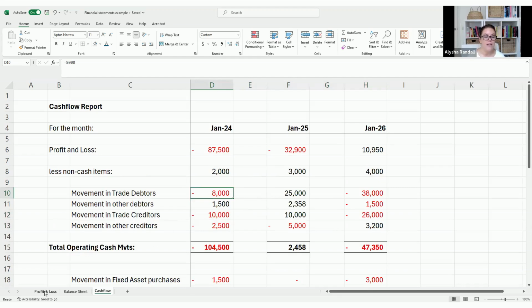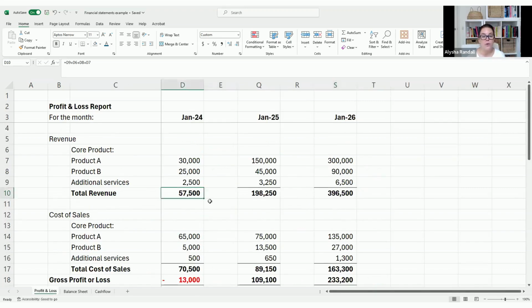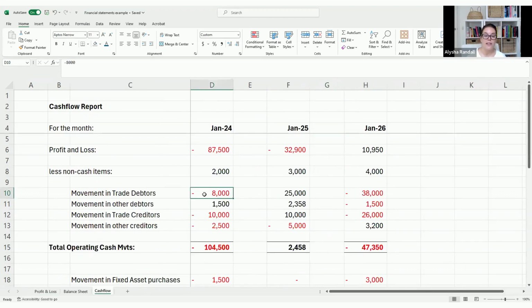So in here, let's assume everything is invoiced. In here, you invoiced 57,500. That's how much was actually invoiced. But you received less than that, because what we're saying is 57,500 is within that figure. That's the P&L. But you collected less than that. You collected 57,500 minus 8,000. So that is why you've got a negative figure on there.